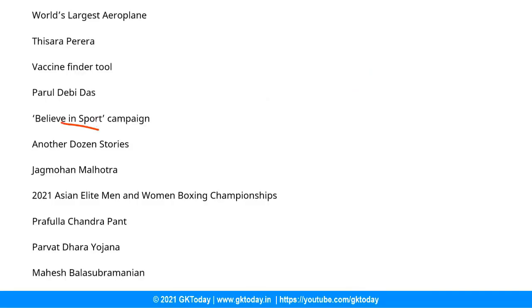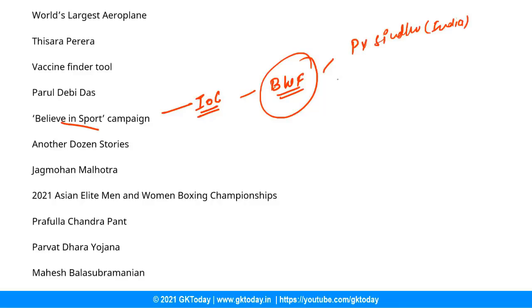Next is Believe in Sport campaign. So it is a campaign by International Olympic Committee. Objective is to prevent any kind of manipulations in the sports. Now recently this campaign of IOC was in news because Badminton World Federation announced that PV Sindhu from India and Michelle Lee from Canada are the nominated athlete ambassadors for this campaign. So these two sports personalities were nominated by Badminton World Federation for this Believe in Sport campaign.